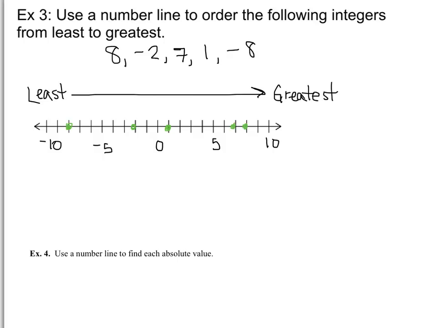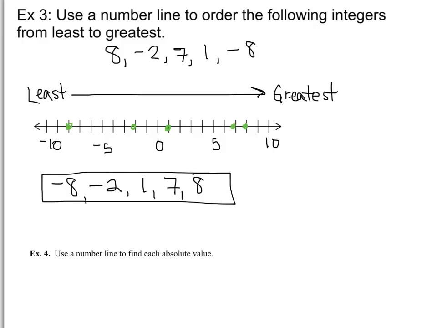So we can kind of read those dots off as we go from left to right. So the first dot we hit was negative 8, and then negative 2, 1, 7, and 8. Our integers are now ordered from least to greatest.